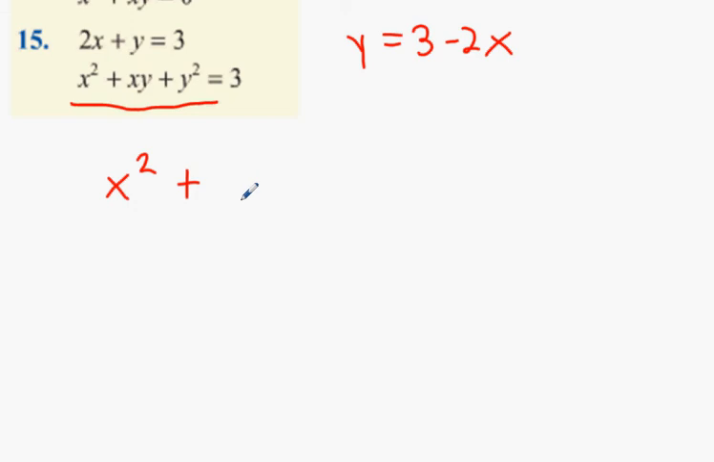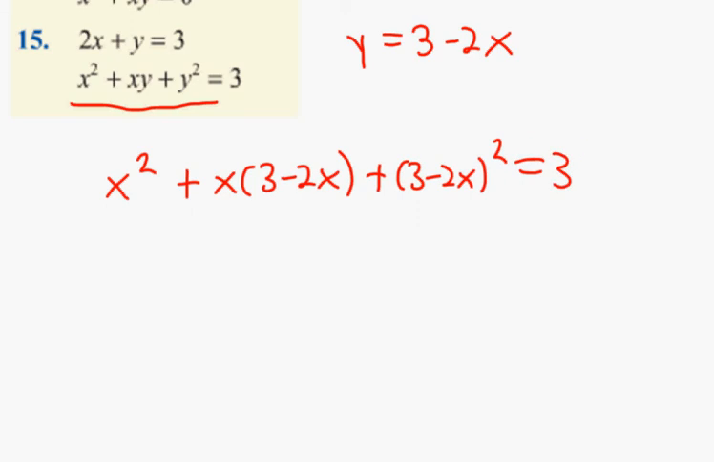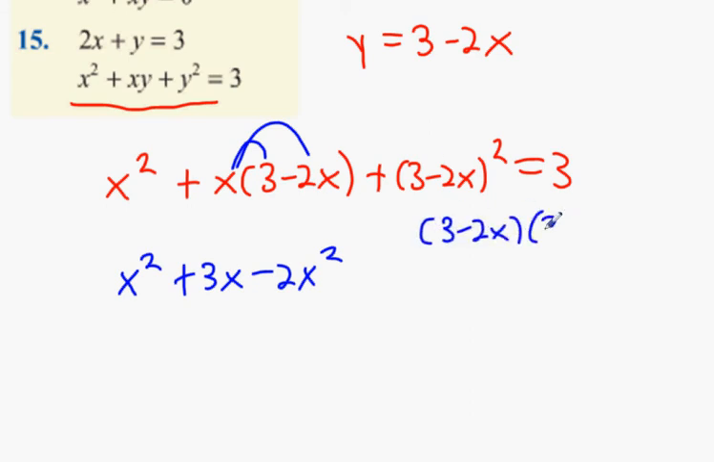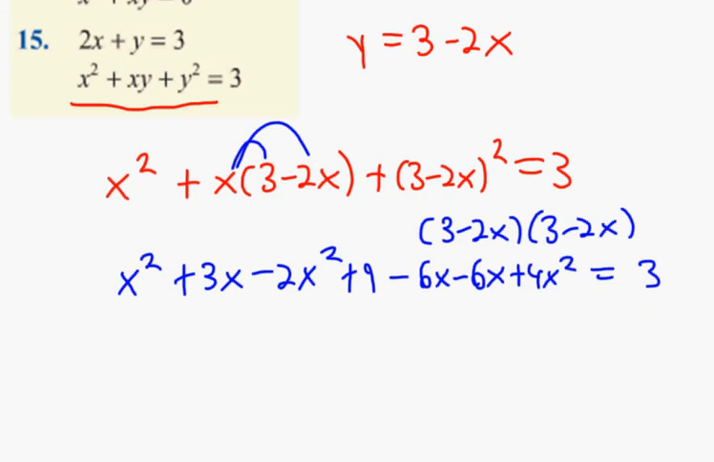X squared plus, anybody? X bracket 3 minus 2x, yeah? Plus x squared equals 3. After that, x squared, yeah? And then here, yeah. Minus 6x plus x squared.